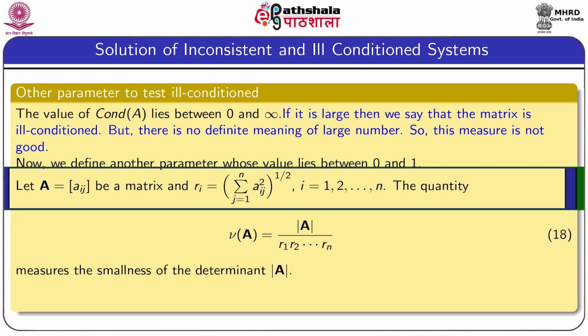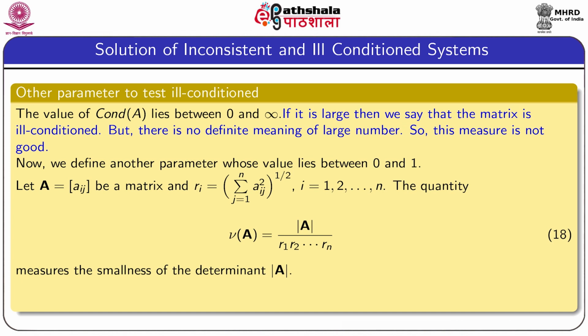Let A be a matrix and we define a parameter Ri, which is equal to the square root of the sum of the squares of the elements of the ith row. Then we define the quantity nu A, which is equal to the determinant of the matrix A divided by R1 times R2 up to Rn. This measures the smallness of the determinant of the matrix A.